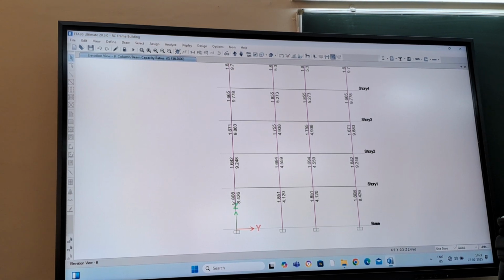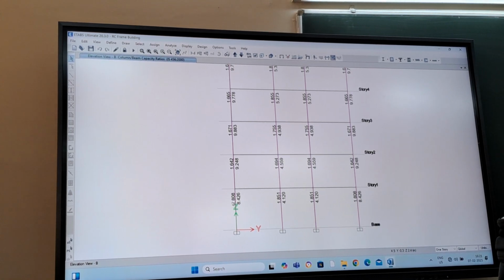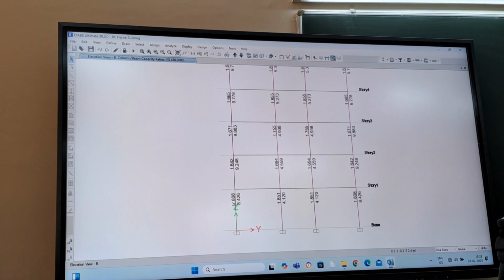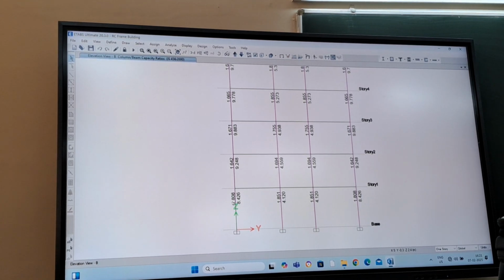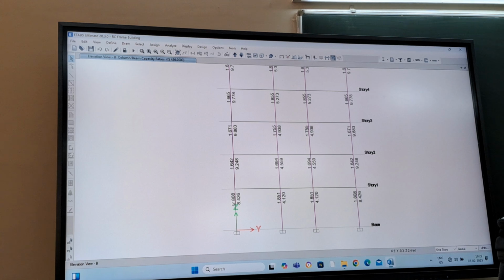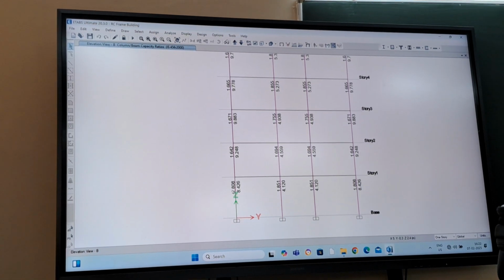But it is very difficult. As you can see, for this member in one direction it is very reasonable, in the other direction it is much higher. Why? Because I have provided a square column. So the capacity is the same in both directions, but the demand is different. So instead of going for a square column here, you can go for a rectangular column where you can give the shorter dimension where the demand is minimum.